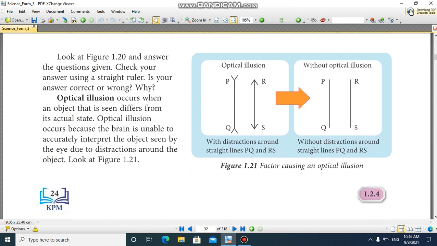What distractions around straight line PQ and RS? The arrow, I think. Without distraction around straight line PQ and RS? Yes, they are the same without optical illusion.